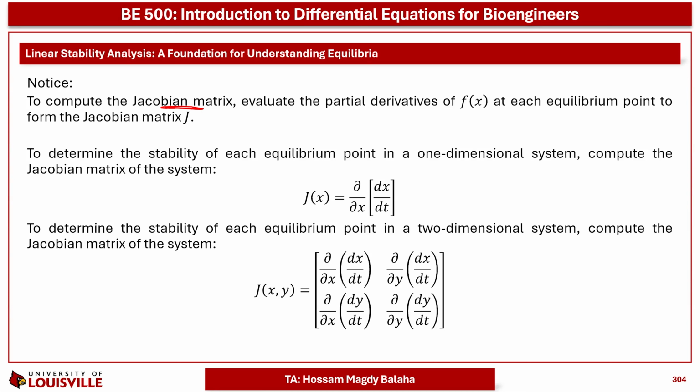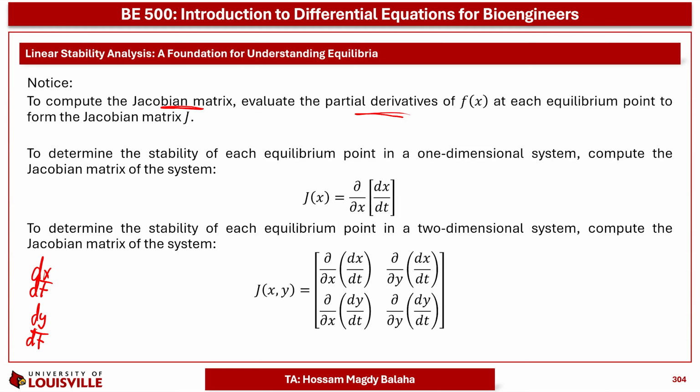For the second step, we need to compute the Jacobian matrix. It depends on whether you have one or two dimensional systems or more. Jacobian evaluates the partial derivatives, so we need partial derivatives according to each variable. To understand how to fill the Jacobian matrix, let's assume that we have two equations for a two-dimensional system. The first equation is dx by dt, and the second equation is dy by dt.